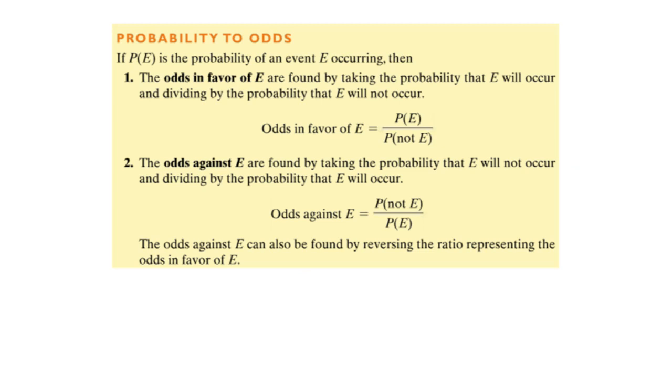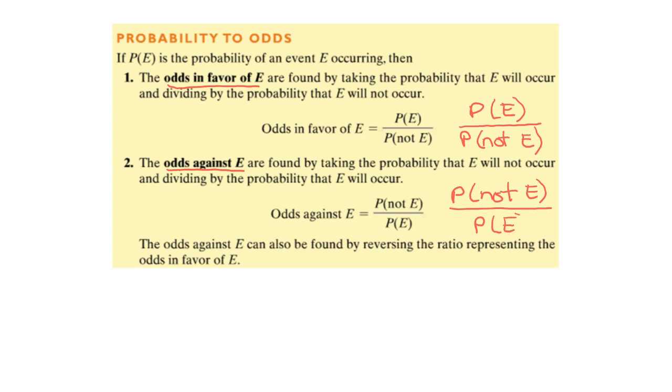This next slide shows probability to odds. It says if P of E, the probability of E, is the probability of event E occurring, then the odds in favor of E are found by taking the probability of E, which I'm just going to reiterate this formula, probability of E will occur divided by the probability that E will not occur, or in this case, not E. For the odds against the event occurring, you're going to take the probability of not E, the probability of the event not occurring, divided by the probability of the event occurring.